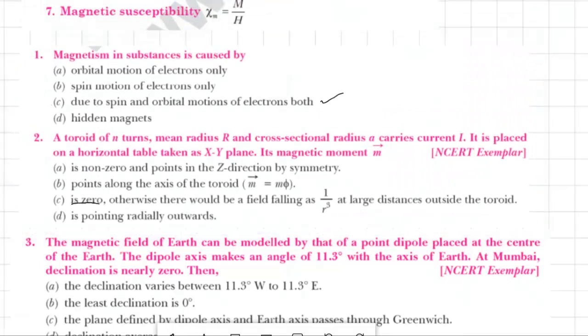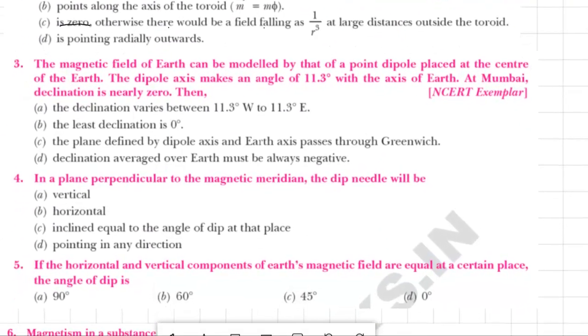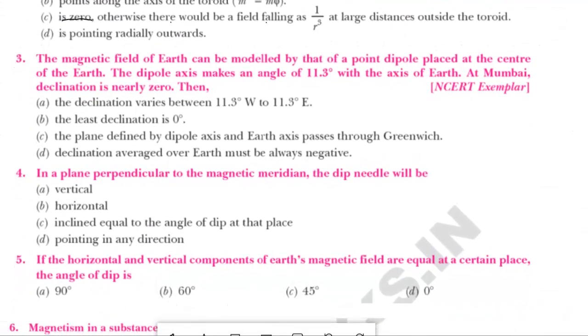See here, the first one is the declination varies between 11.3 degrees west to 11.3 degrees east. The least declination is 0 degree. The plane defined by the dipole axis and Earth axis passes through Greenwich. Declination averaged over the Earth must be always negative.